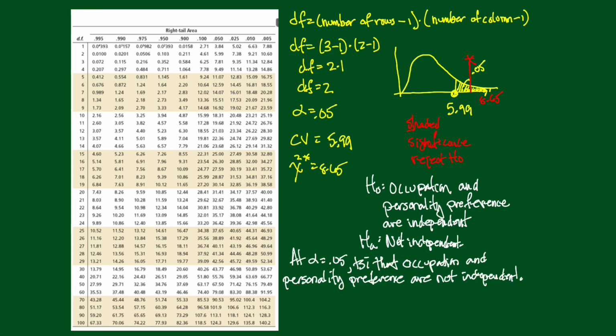So let's write the conclusion. At alpha equals 0.05, this sample indicates that occupation and personality preference are not independent. This really is one heck of a lot of work, a lot of arithmetic computations. We can get around this if we use our TI-84s. Let's give it a try.